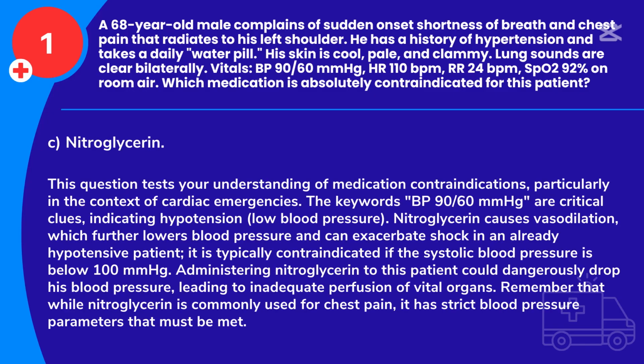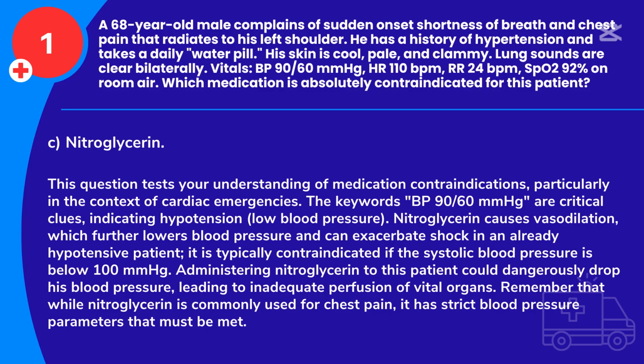Answer: C. Nitroglycerin. This question tests your understanding of medication contraindications, particularly in the context of cardiac emergencies. The keywords BP 90/60 mmHg are critical clues, indicating hypotension, low blood pressure. Nitroglycerin causes vasodilation, which further lowers blood pressure and can exacerbate shock in an already hypotensive patient.